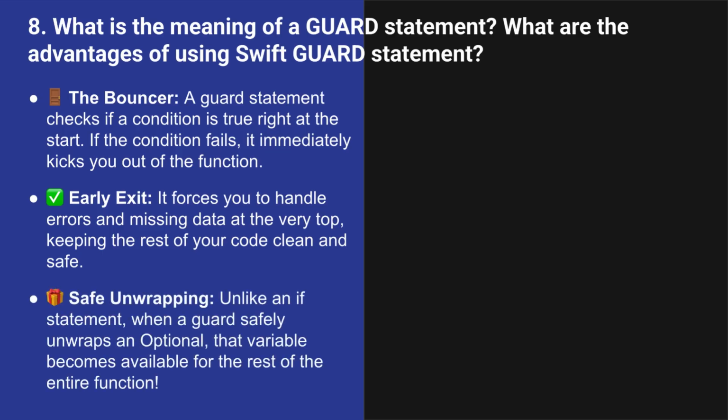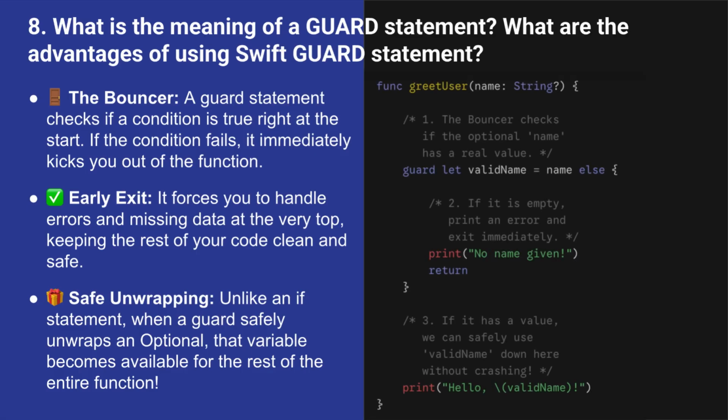The next huge advantage is safe unwrapping. Unlike a regular if statement, when a guard safely unwraps an optional, that new variable becomes fully available for you to use for the rest of the entire function. Let's look at the code on the right to see exactly how this works.